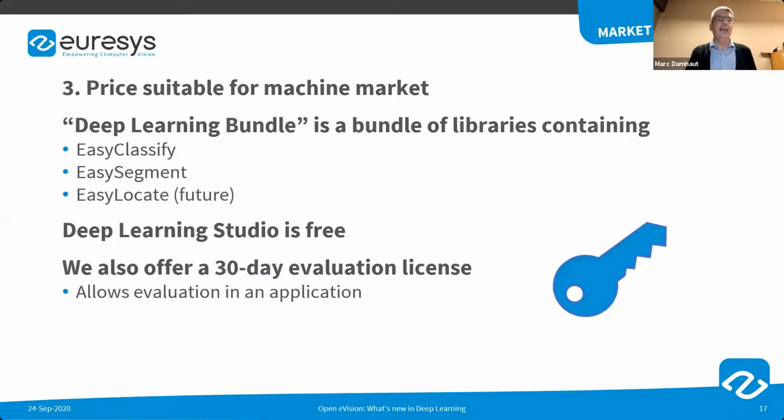Last but not least, our customers are machine makers. They build machines in quantities. Our pricing is suitable for the machine market. We sell the 3 libraries, classify, segment, and by the end of the year, easy locate in a bundle. So you don't have to choose beforehand. You get all 3 of them. Deep Learning Studio is free. If you want to evaluate it into your own application, we also offer a 30-day evaluation license.